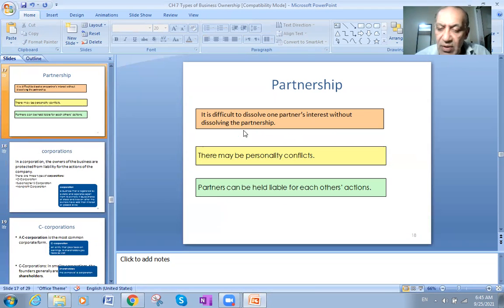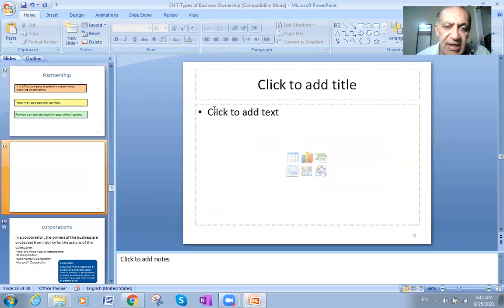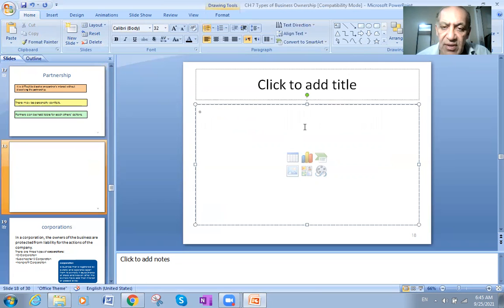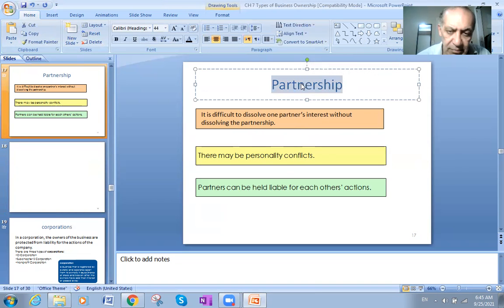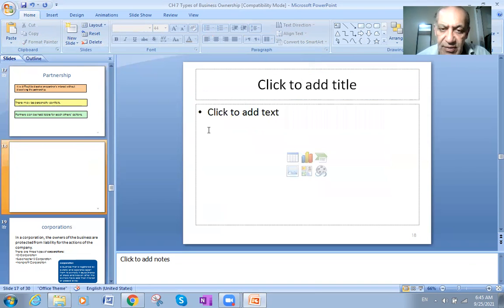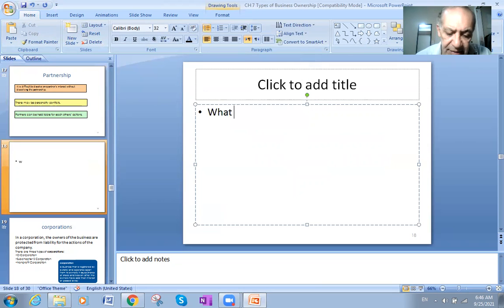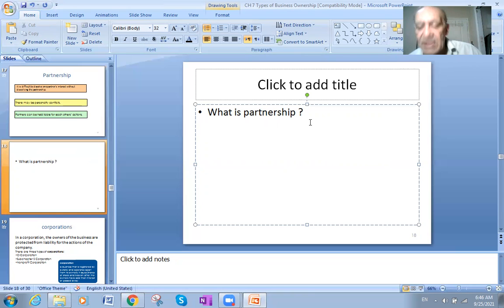So here, before we leave the partnership, we will also ask the same questions which we asked before. So I will say here, what is the partnership? This will be the first question. What's partnership?